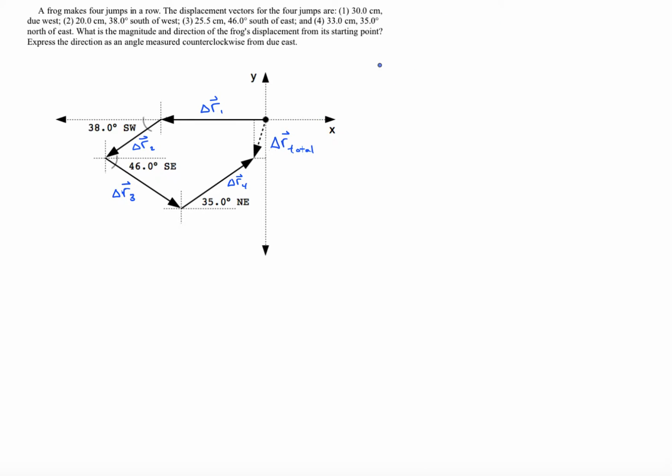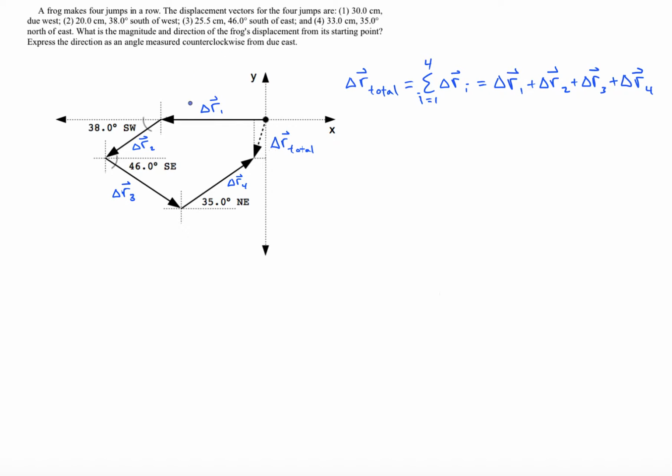So the idea that's being used here is we want to find the delta R total, the total displacement for the frog, by summing up all of the individual displacements from i equals 1 to 4. In other words, we need to do delta R1 plus delta R2 plus delta R3 plus delta R4. We have to do vector addition on all these.